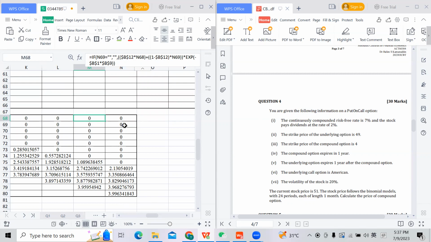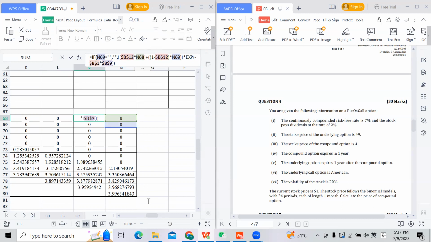If the PD is blank, we'll leave it blank. Otherwise, we'll use the put price formula, which is the P star times the PU, the put upper price, plus the Q star times the put under price, and then times the exponential of negative RH. Then we take the value.